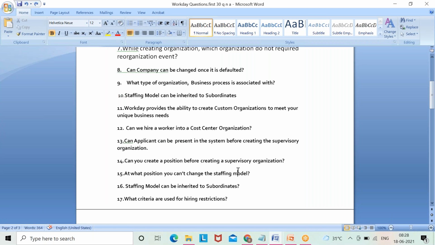Okay. So in which state we cannot change the staffing model? Kiran? Yes. Kiran, yes, please tell. I have a little bit of inquisitiveness.